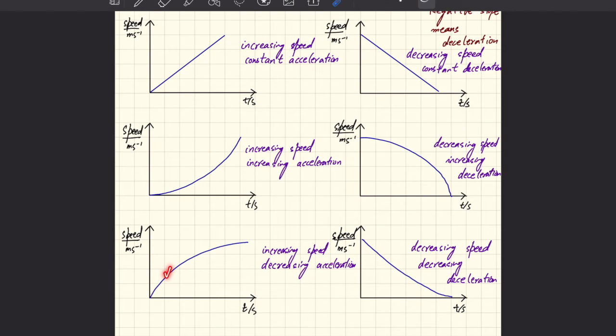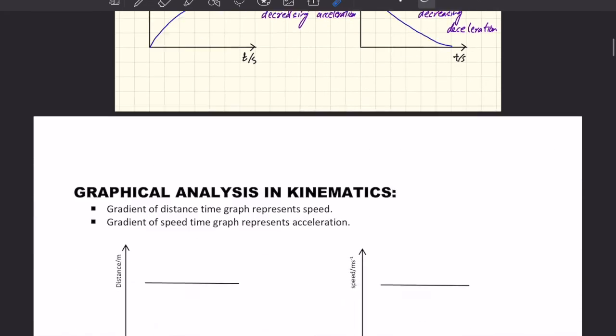For this particular graph, speed is increasing, but it's less steep further in time, which means that speed is increasing, but acceleration is decreasing. And over here, the graph becomes less steep. A decrease in speed means that it is decelerating, and a decrease in slope represents a decrease in deceleration. So this is a graph of decreasing speed with a decrease in deceleration.